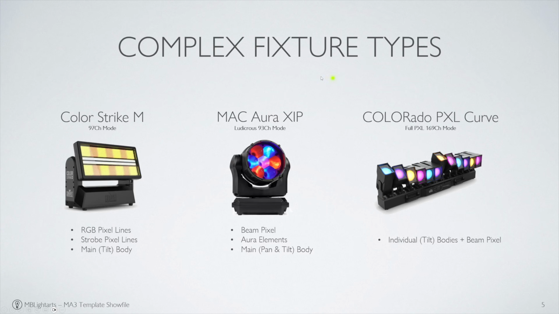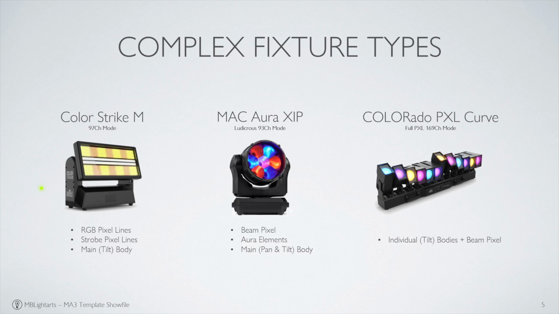The first fixture we check out in detail is the Color Strike M. Probably a lot of you guys out there know this fixture type quite well. In the video, we use the 97 channel mode, so the biggest one, which would be also our recommendation for full flexibility. The fixture itself comes with different elements, for example, those RGB pixels on the outside of this plate and some strobe lines in the center. And then we have for sure the main body with tilt control of the entire plate.